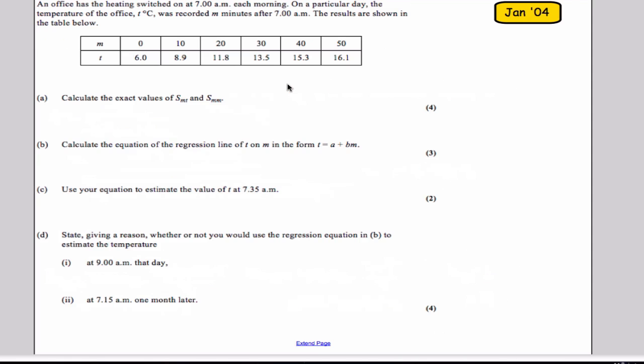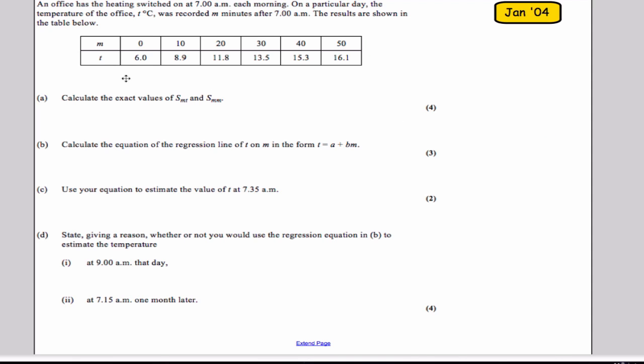Anyway, let's move on. Okay, an office has the heating switched on at 7 a.m. each morning on a particular day. The temperature at the office, T degrees, was recorded m minutes after 7 a.m. The results are shown in the table below. Calculate the exact values of SMT and SMM.